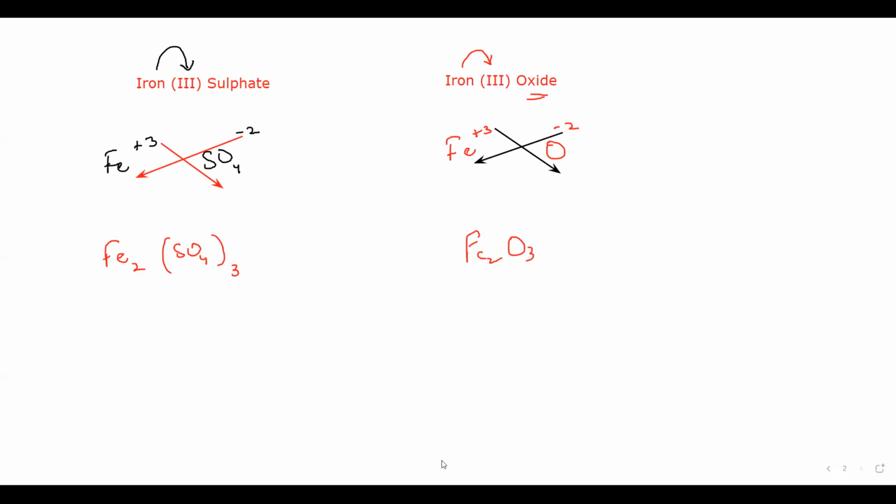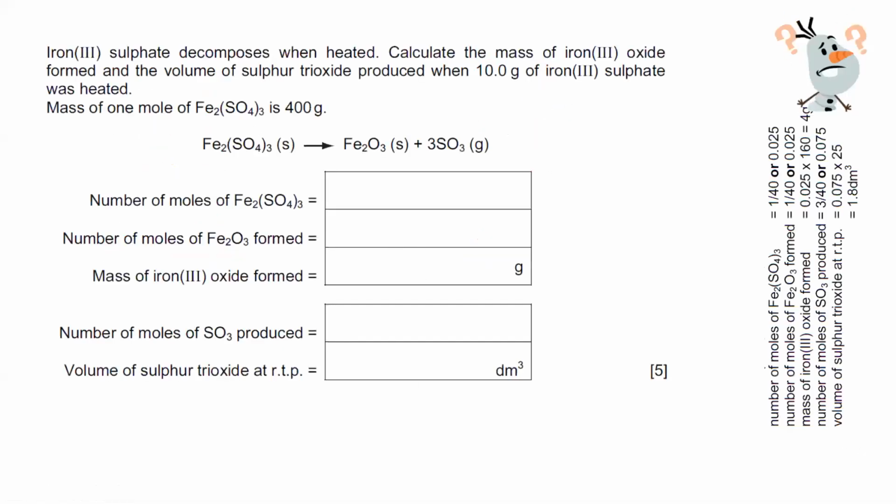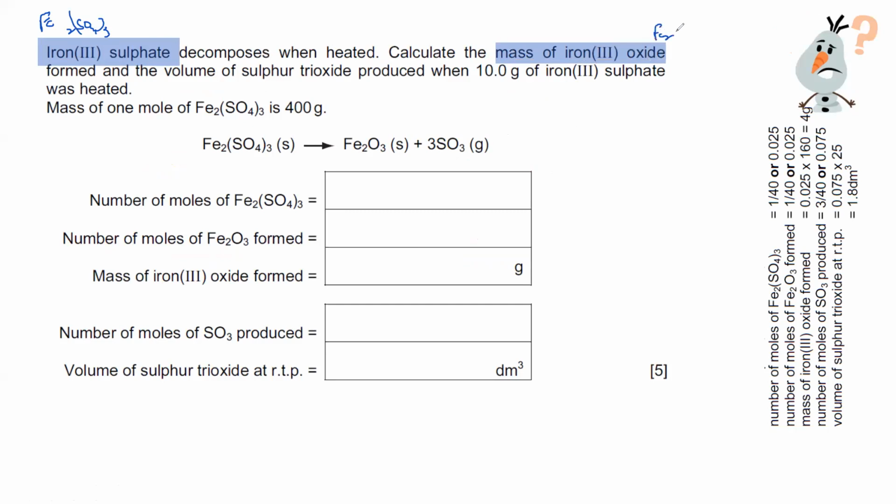Now the question is, iron 3 sulfate decomposes. So what is decompose? Fe2(SO4)3 decomposed. We have to find the mass of iron 3 oxide. The formula for iron 3 oxide will be Fe2O3 and sulfur trioxide, sulfur and 3 oxygen. So the formula of sulfur trioxide is SO3.